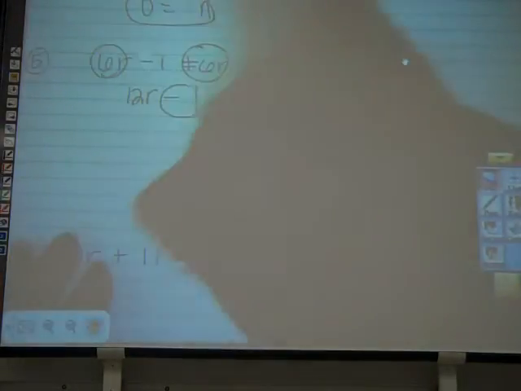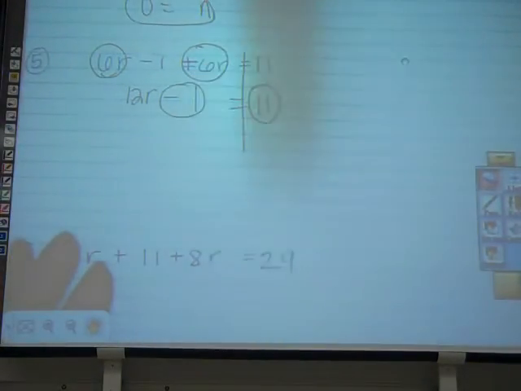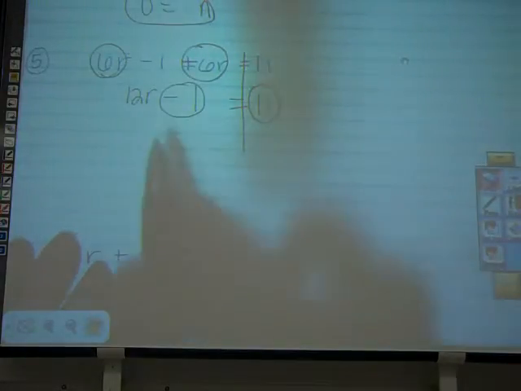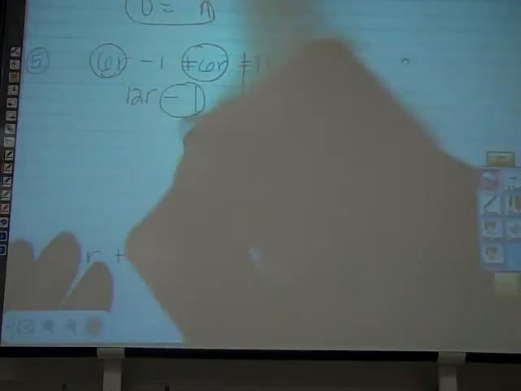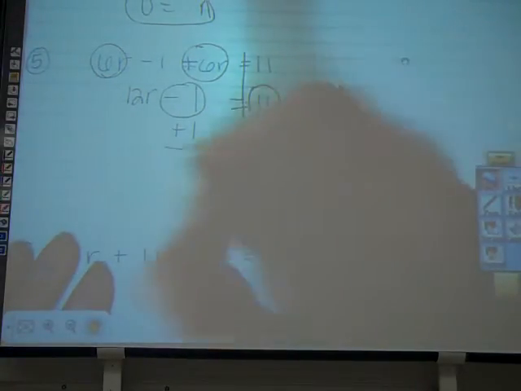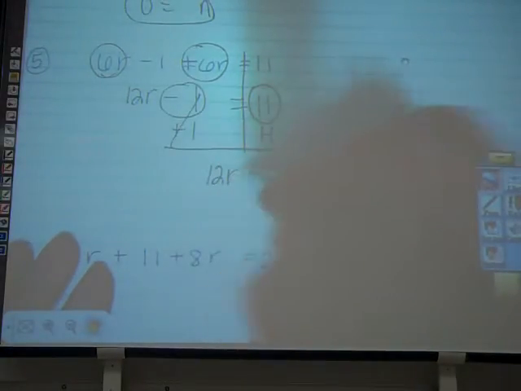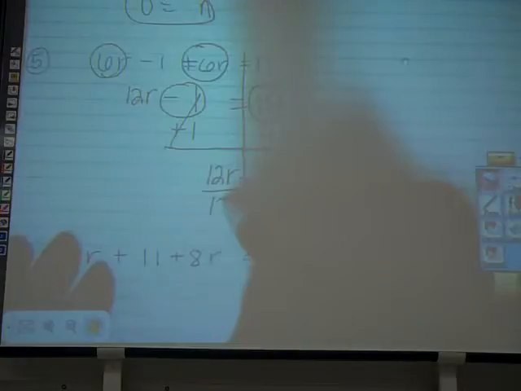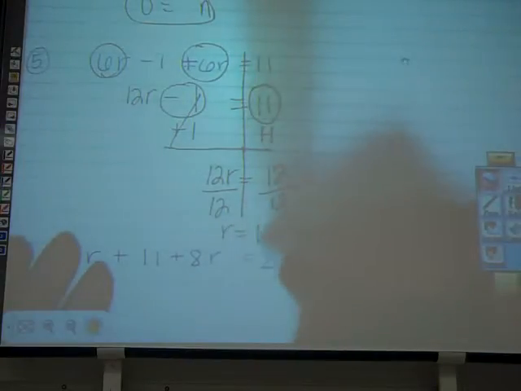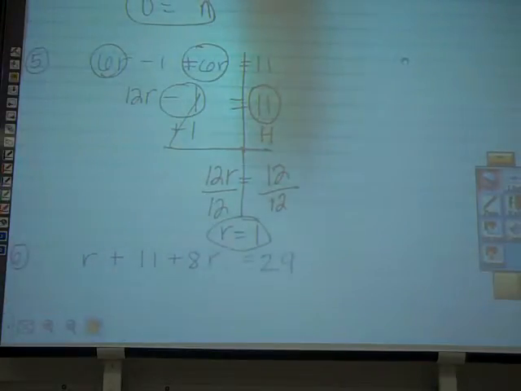Now circle your terms with no variables. You want to move the 1, because if you move 11, you're left with nothing on that side. So let's add 1 to both sides. You're left with 12r equals 12. Now divide both sides by 12. So r is equal to 1.